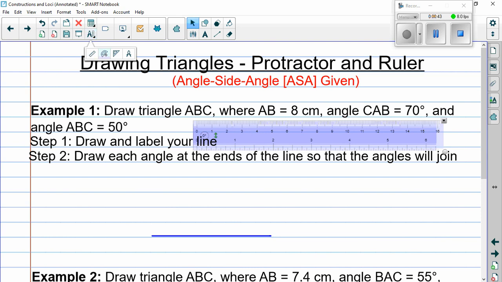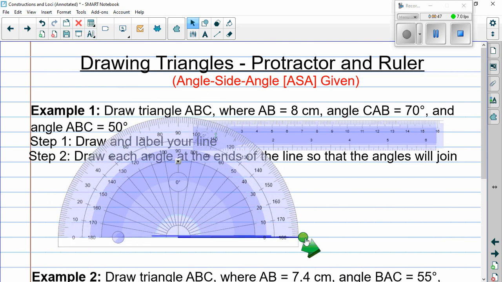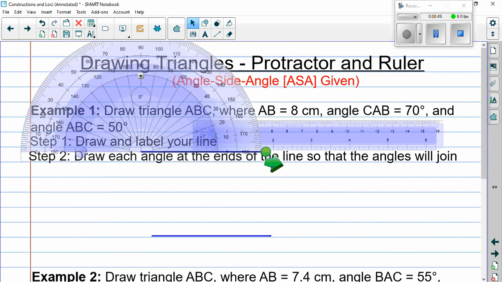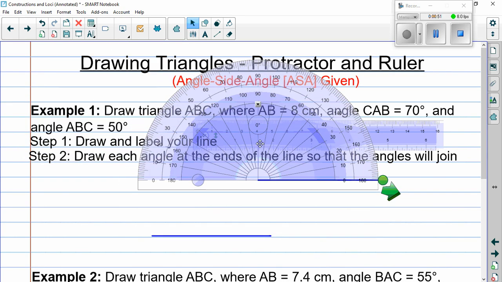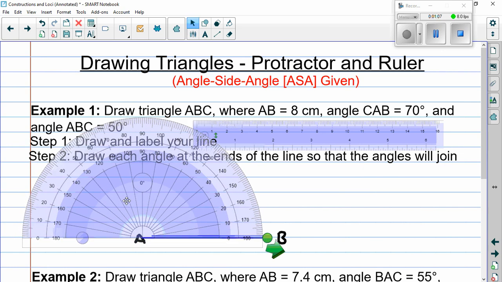Next step, we want to look at step 2. Well, we're not actually done step 1 though. So we want to label our lines, right? So it's line AB. Doesn't matter if you want to label the left side A or the right, but I'm just going to go with convention. First letter is left. Okay, so next we want to draw each angle at the ends of our line.